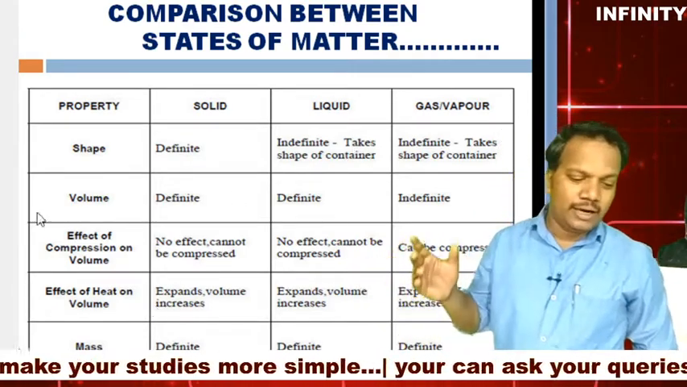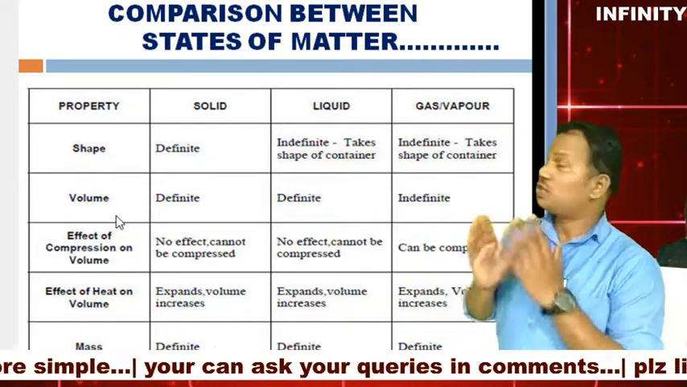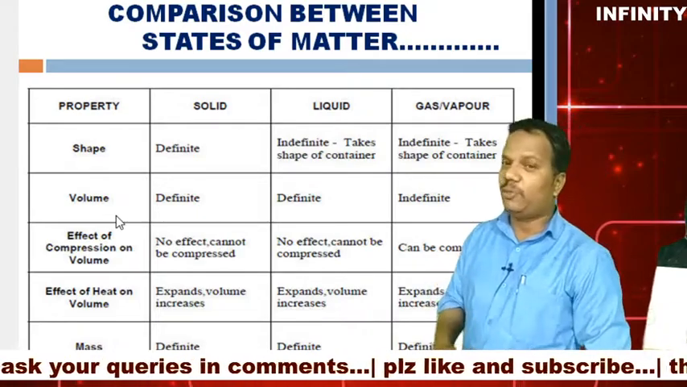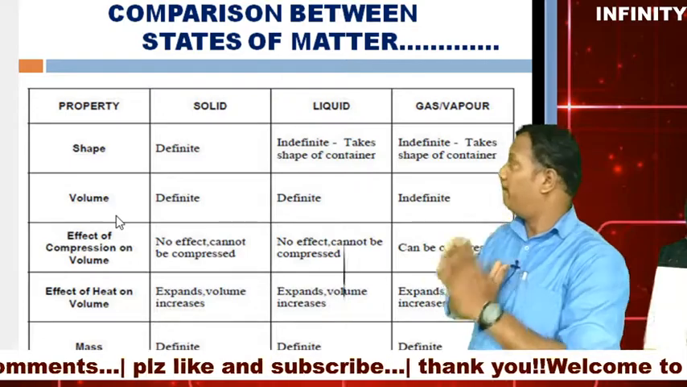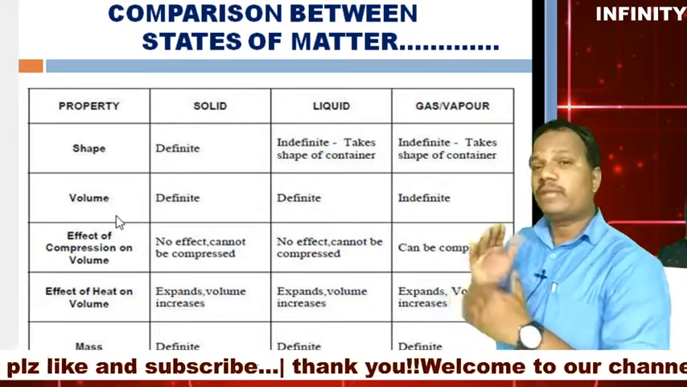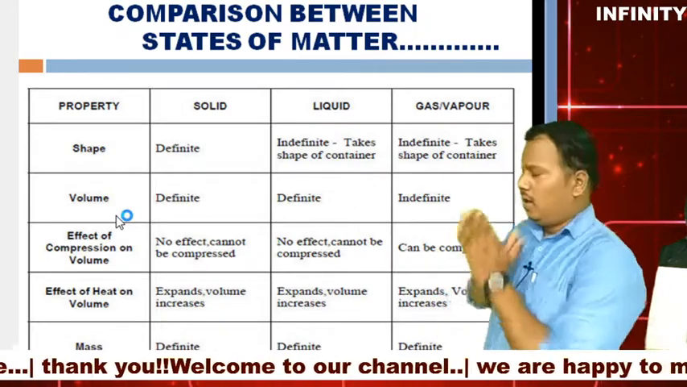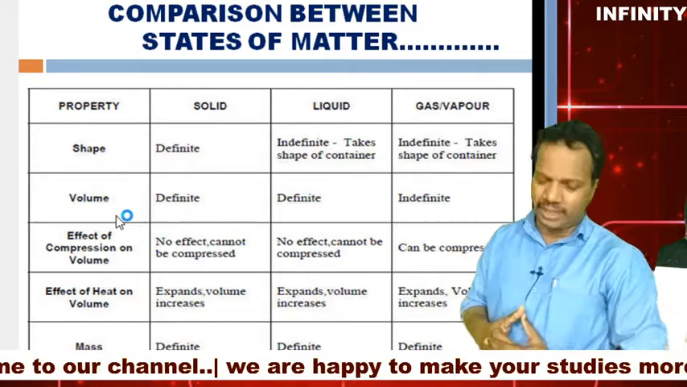To the next, second property is the volume. As we can see on the board, solids have definite volume. Liquids also have definite volume, but the gases do not have definite volume because the volume of the gas can be changed with atmospheric conditions. Since it is not fixed, it is indefinite.